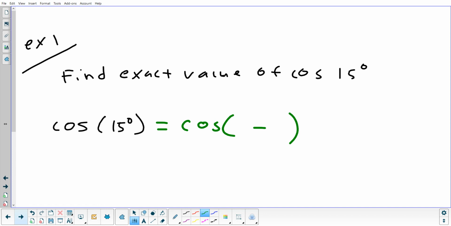And you have to pick two things, but you can't just pick any two things. Like you can't do 16 minus 1. That wouldn't be helpful. The two numbers that you pick that are going to go here and here have to be multiples of 30 and 45. So can anybody think of two numbers that we can subtract that are multiples of 30 and 45 that give us 15? Yeah? 45 and 30? Yeah, 45 minus 30.